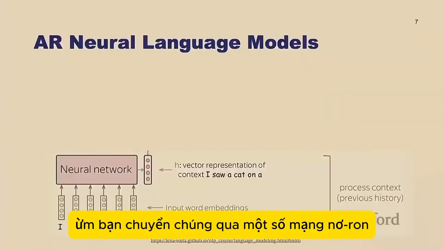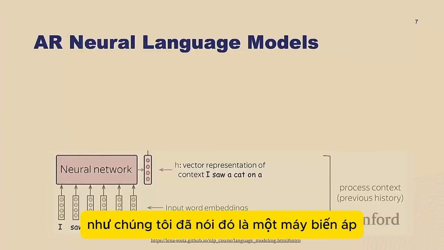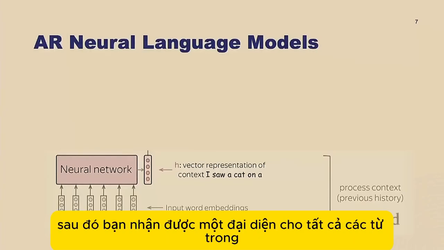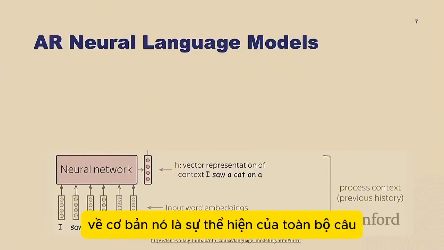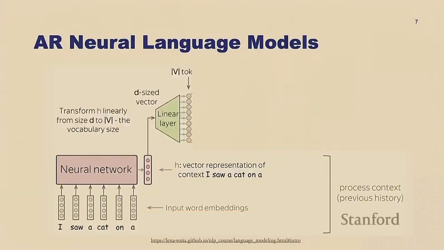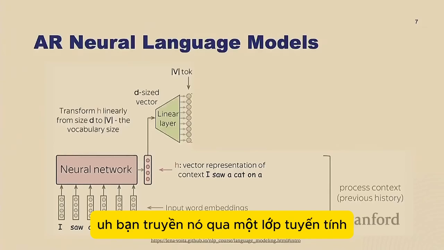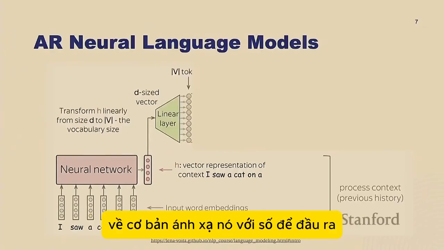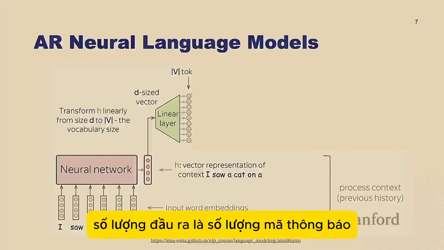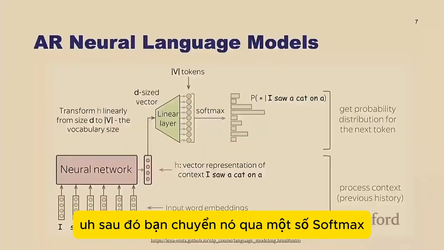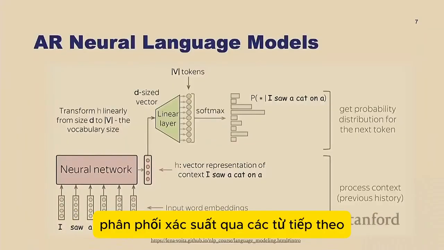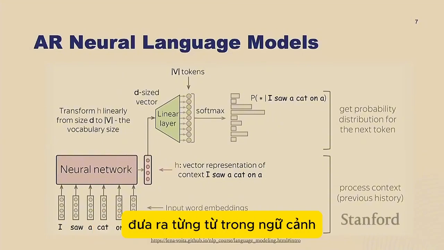You pass them through some neural network. As we said, it's a transformer. Then you get a representation for all the words in the context, so it's basically a representation of the entire sentence. You pass it through a linear layer, as you just said, to map it so that the number of outputs is the number of tokens. You then pass it through some softmax, and you basically get a probability distribution over the next words given every word in the context.